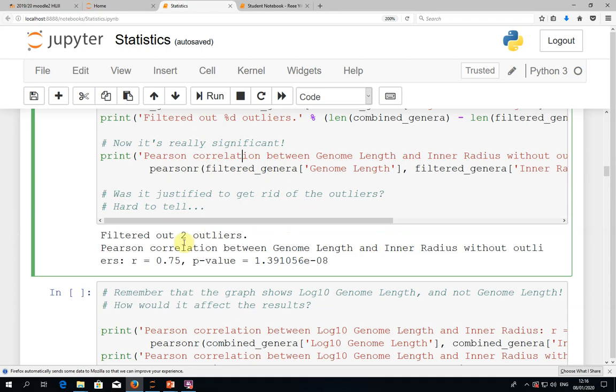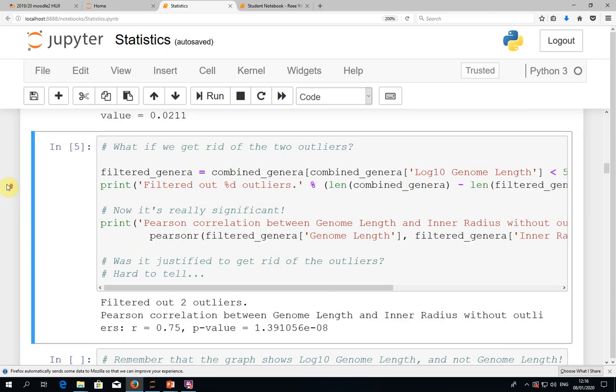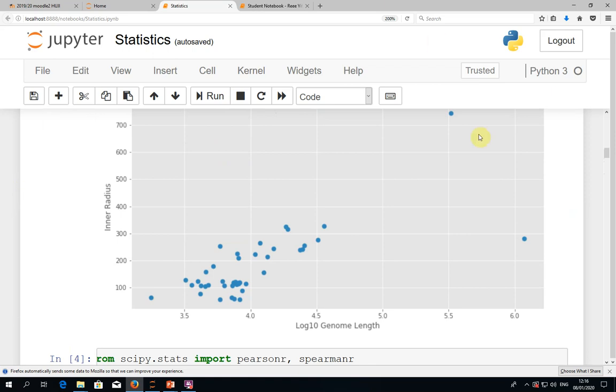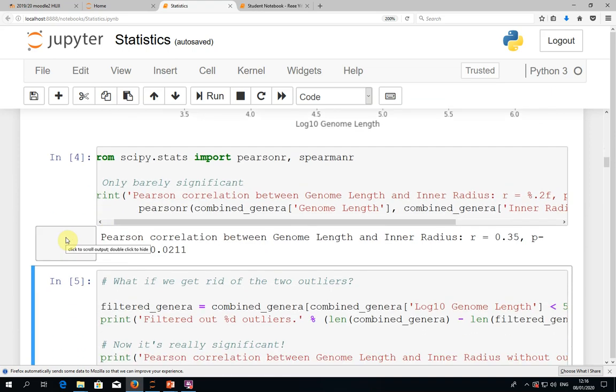then we see a much, much stronger correlation. We get a 0.75, which is a very strong correlation, and we get very significant p-values, like you see here. Okay, but then, of course, the question arises, was it justified to get rid of these 2 outliers in this case? And generally, it's a tough question, because there are many considerations for keeping or removing outliers when we deal with real data in real life.